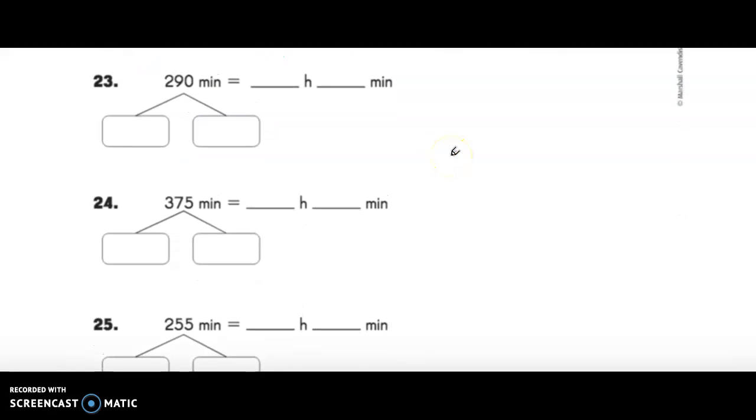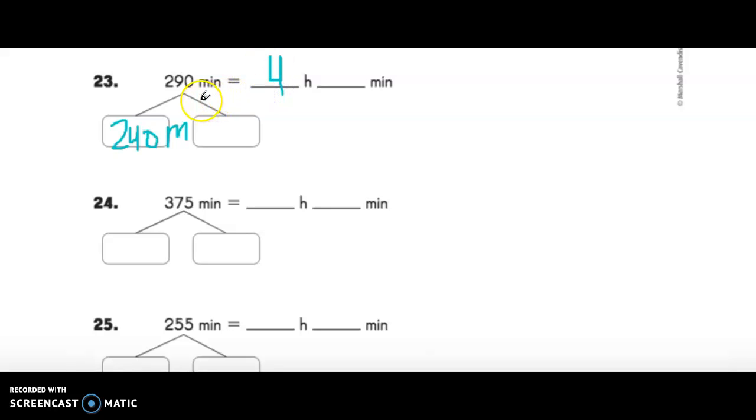All right, for number 23, 290 minutes is what we're starting with. So think about your multiplication facts. 1 hour is 60 minutes, 2 hours 120, 3 hours is 180, and 4 hours is 240. So that brings us as close as we can get without going over, because if it was 5, we'd be at 300, which is too much. So we have 240 minutes, which is 4 hours.